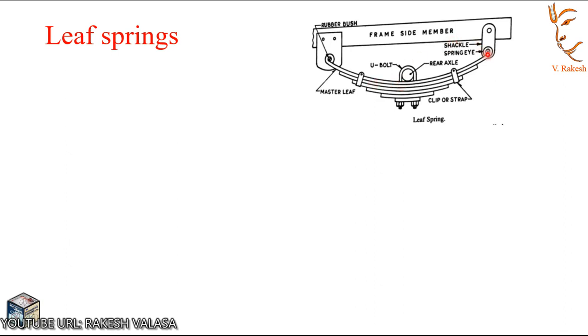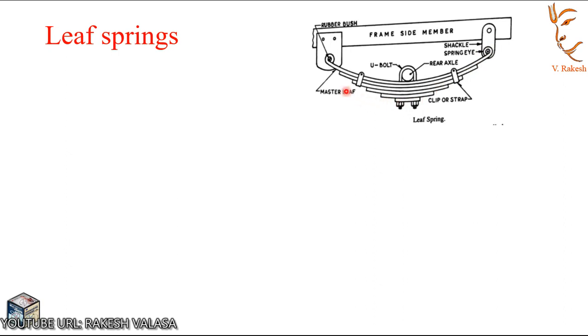The bronze bushes are generally fitted in the eye through which the spring bolt passes, as well as in the shackle in which the spring pin is placed. For lubrication, a hole is drilled in the pin and a grease nipple fixed in it. In some cases, rubber is used in place of bushes. The rubber bushes are quiet in operation and require no lubrication.